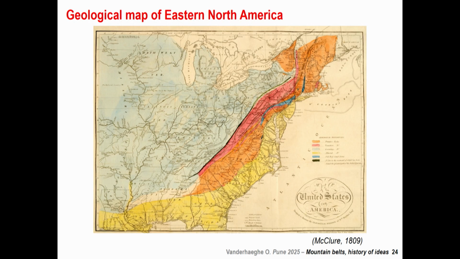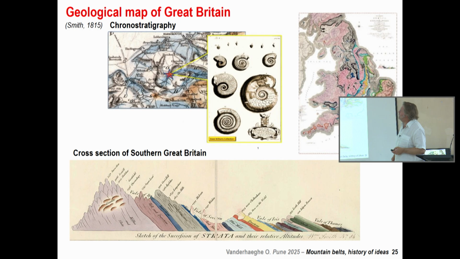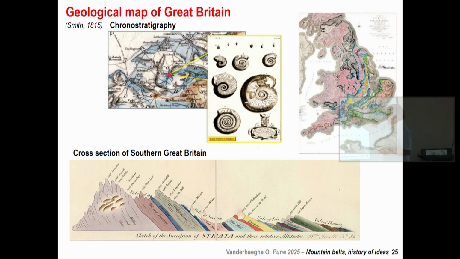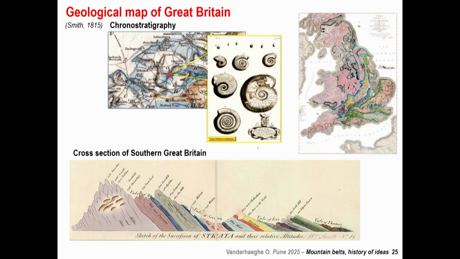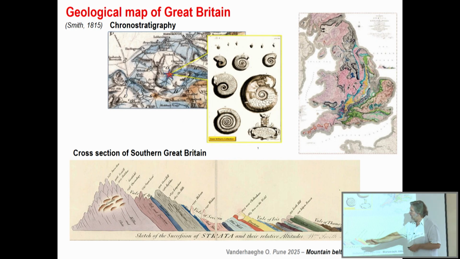The first geological map at the scale of a continent or part of a continent is the one of Eastern North America by Maclure in 1809. Shortly after came the one of England, 1815. And that's where most of the stratigraphy of the Paleozoic was built up. And you see also the use of chronostratigraphy, with fossils that were recognized to be symptomatic of different sediments, and the nice cross-sections showing the relationship between all these rocks.